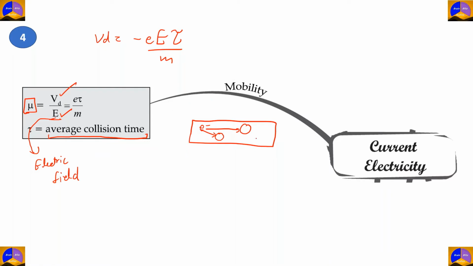So we take out all the collision times present in the conductor and we divide by the number of collisions taking place. So it becomes an average. So tau is the average collision time, also known as relaxation time. So that is the value of tau. And this value of tau is important in calculating mobility and drift velocity.